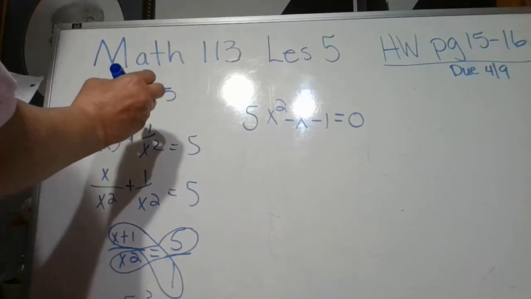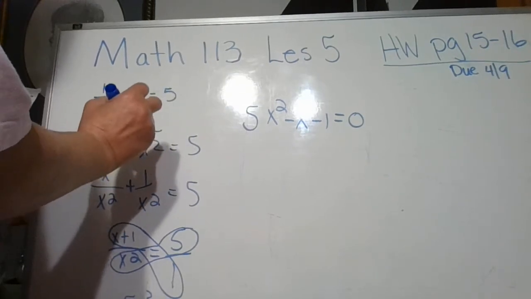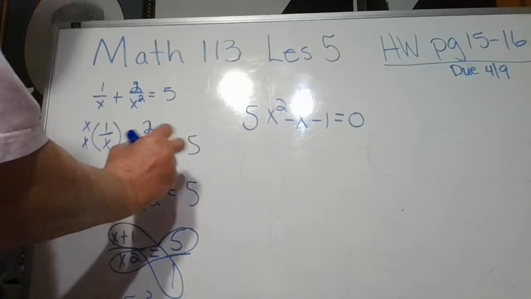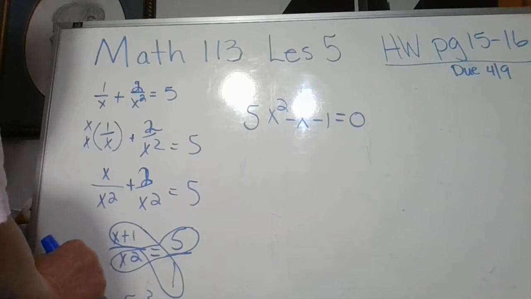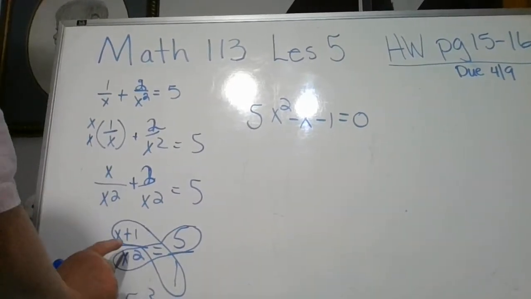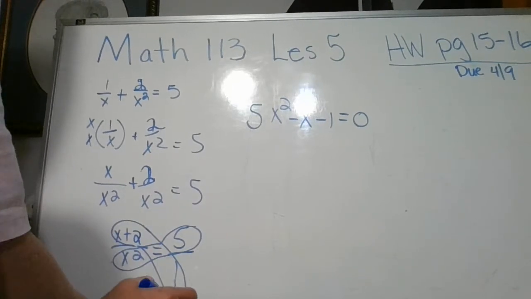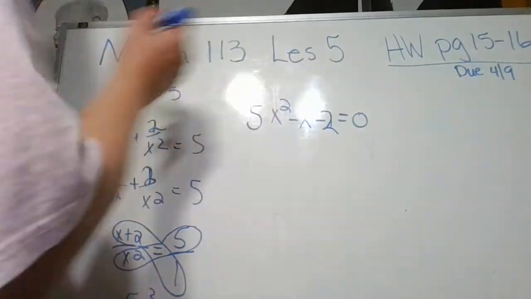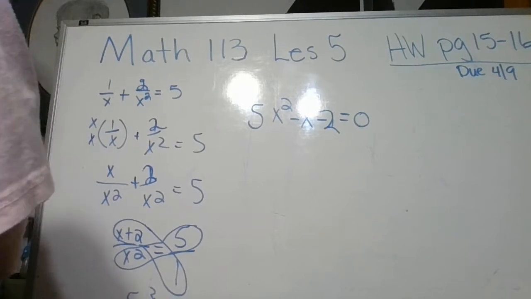I miscopied that problem. This is supposed to be a 2 right here. Thank you for telling me that. 2 right there, which makes a 2 right there, which is going to make a 2 right here, which is going to make a 2 right here, which is going to make a 2 right here. Give you a second to get those erased and fixed on yours.